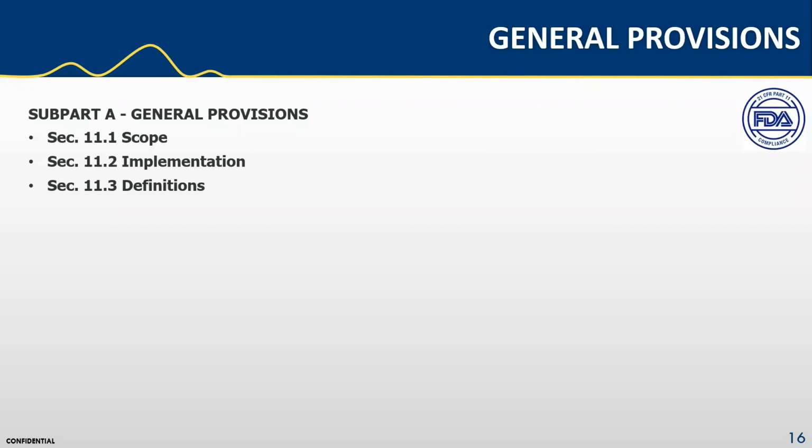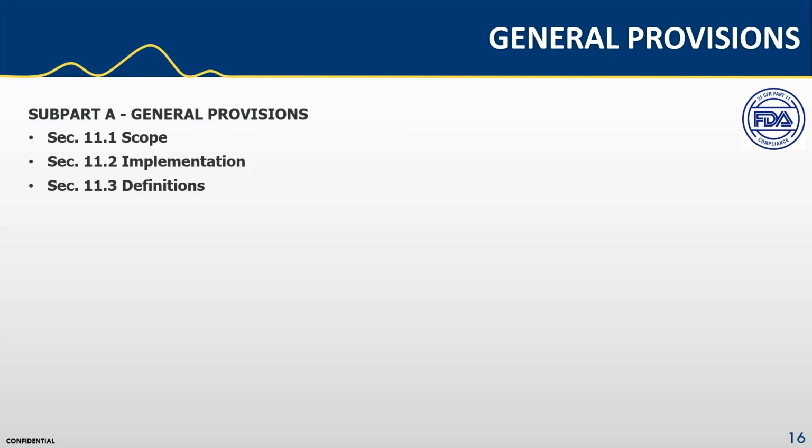In the first section of 21 CFR Part 11, under general provisions, in section 11.1, its goal is to establish what this regulation does and when it should be applied. The regulations in 21 CFR Part 11 set forth the criteria under which the FDA considers electronic records and signatures to be trustworthy, reliable, and generally equivalent to paper-based records.